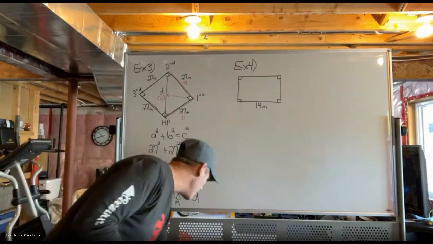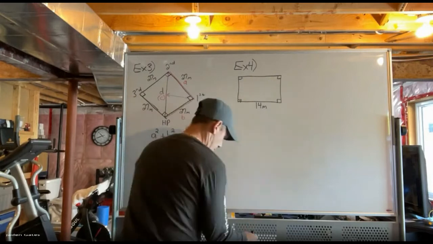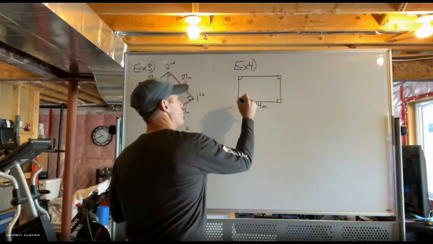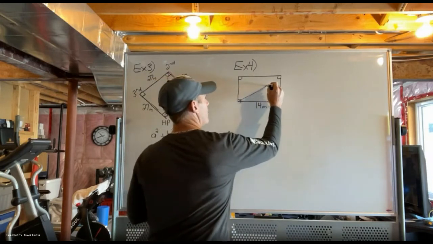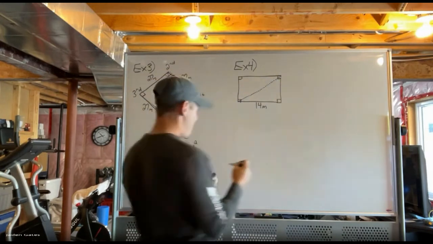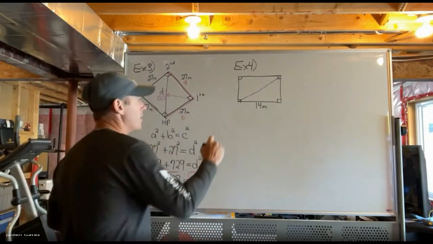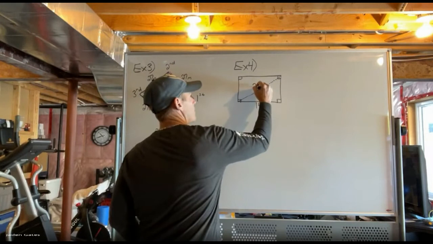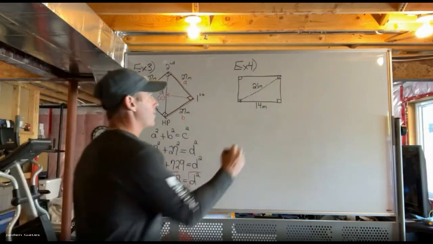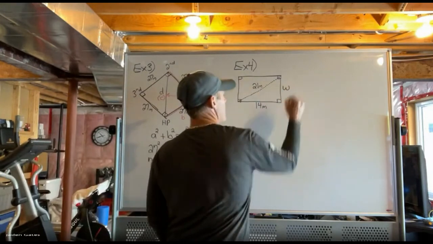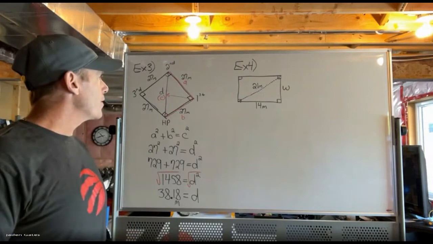So what does that mean? A diagonal is when you go from one corner, let's draw a little different color here, from one corner to the opposite corner, not the one beside it. So that purple line is your diagonal, which it's saying here is 21 meters. And what we're looking for here is the width. So I'll put another W there. We're looking for the width of this rectangle.